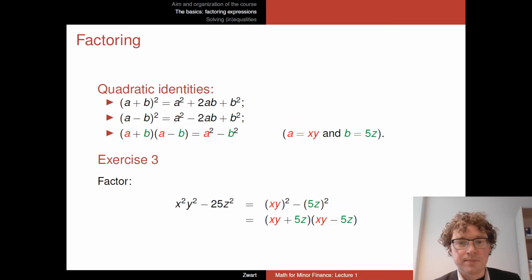The third one was this difference of two squares, x squared y squared minus 25z squared, and again that's what we just did on paper. Okay?